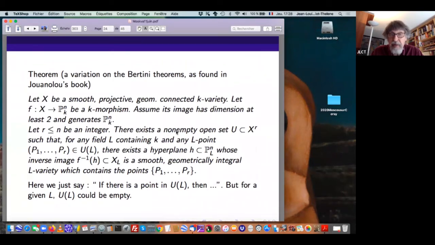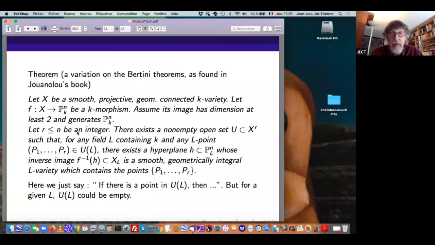Then there exists a non-empty open set U in X cross X, R times, such that for any field L which contains K and any L-point lying in U of L, there exists a hyperplane H defined over L, whose inverse image in X_L is a smooth geometrically integral L-variety which contains the points P1, ..., PR. Okay, so R is at most n.